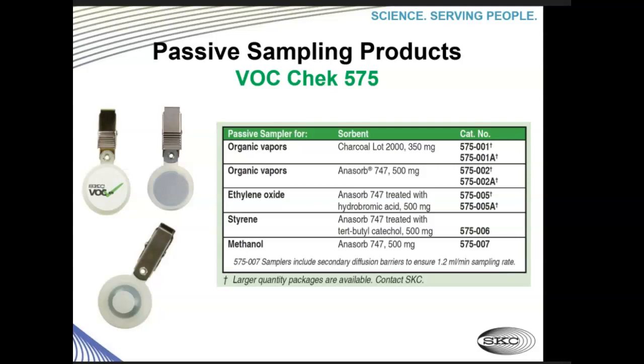One of the many great things about the 575 is the easy sorbent transfer for analysis. In the bottom left picture of the slide, you can see the little cap in the center of the sampler, and that allows for the easy removal by the lab for the transfer of the sorbent. So they don't have to disassemble this, they can just take off the cap and transfer the sorbent for the analysis.